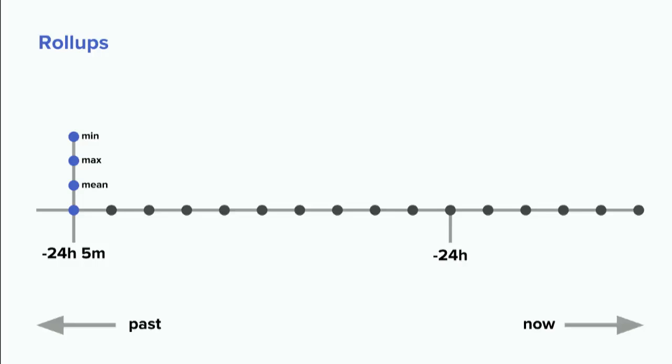So this process continues on. And as you can see, we just went down from 10 data points to 3. However, we don't just stop at the 5-minute bucketing. We actually continue to roll these up, and we get less and less granular as time goes on.